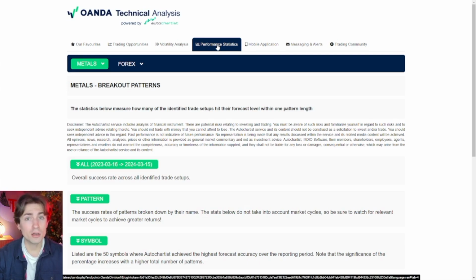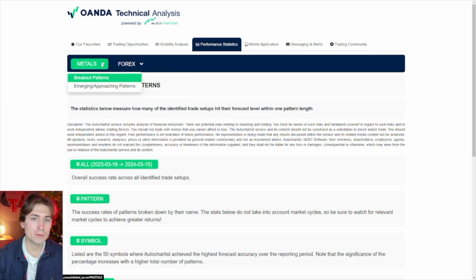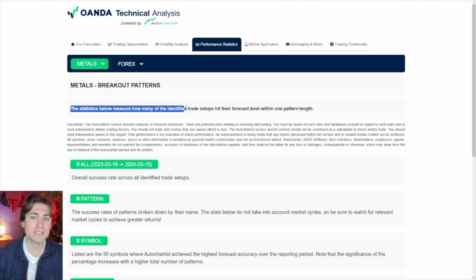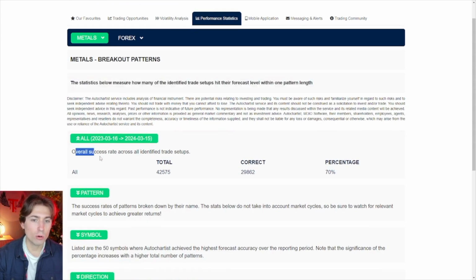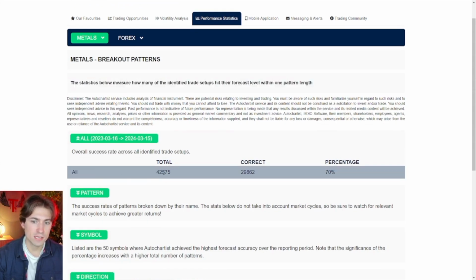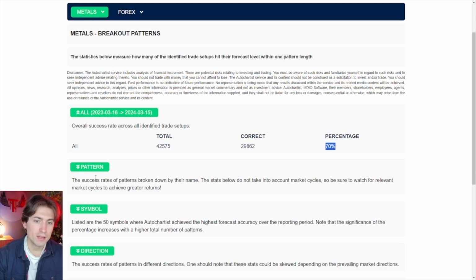They also offer a performance statistics tab, which allows us to select either metals or Forex, and then basically choose the patterns that we'd like to check. And you can see the statistics below measure how many of the identified trade setups hit their forecast level within one pattern length. So you can see all of the different stuff here. So overall success rate, you can see here is the all-time or the total here, the correct number, and it came out to about 70%.